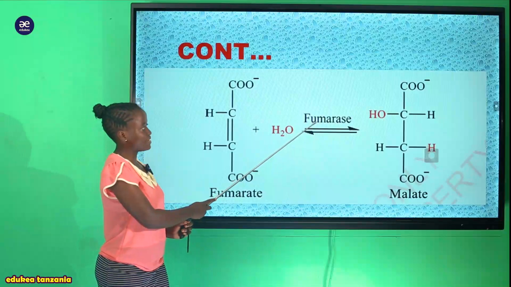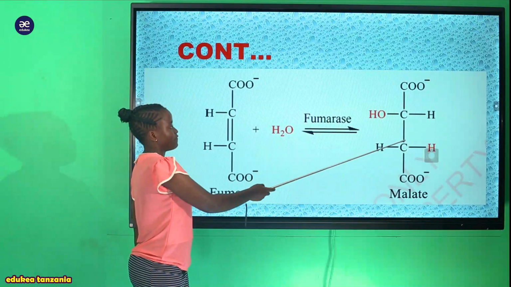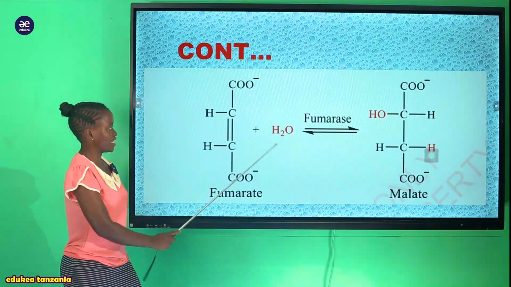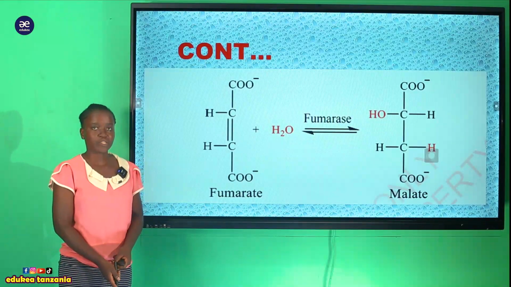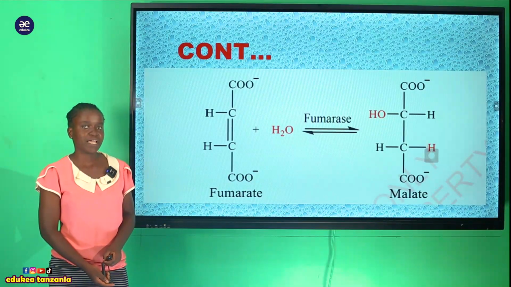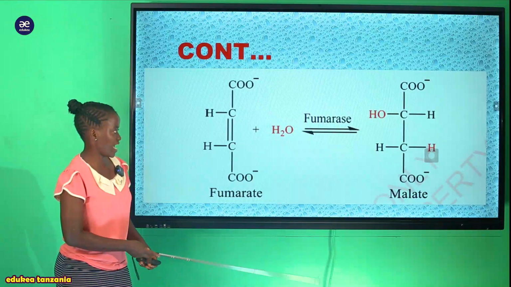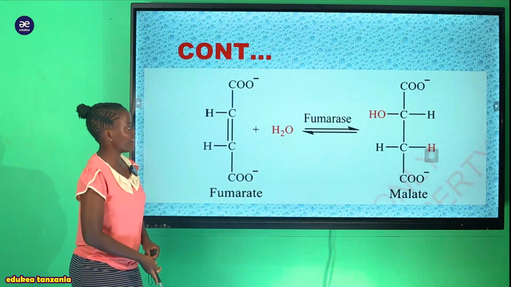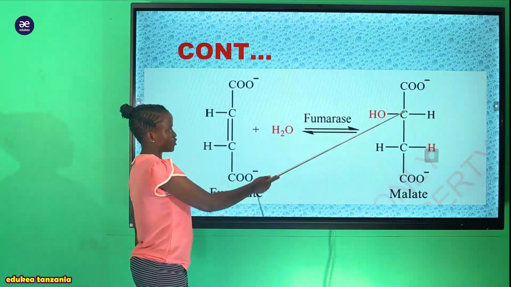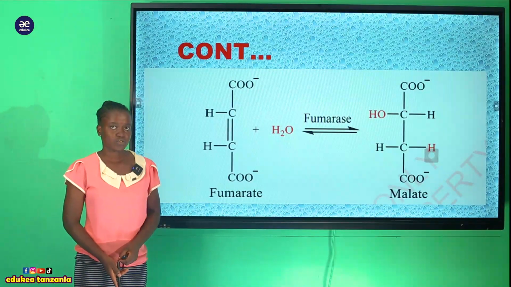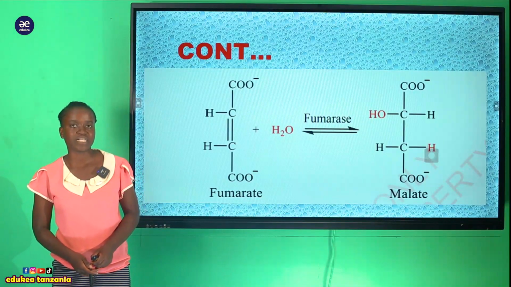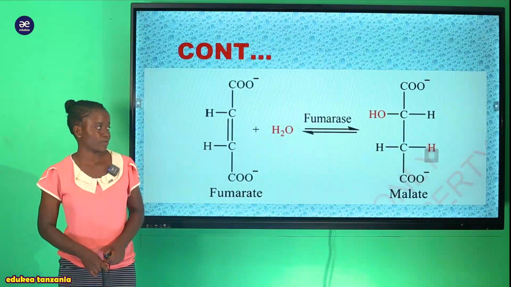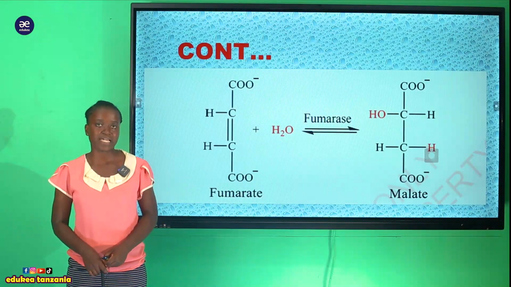So this enzyme, which is called fumarase, will facilitate this reaction in order to form the malate. So you know that water is formed with the molecule of hydroxyl atom and hydrogen atom. So the hydrogen atom will be attached to carbon number 3, and the hydroxyl atom will be attached to carbon number 2. So that is the seventh stage of the Krebs cycle.